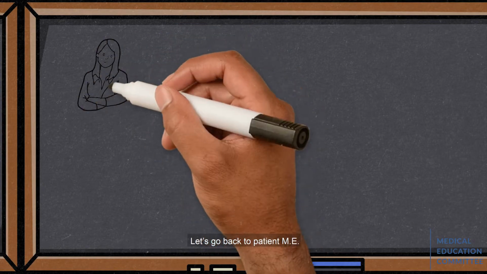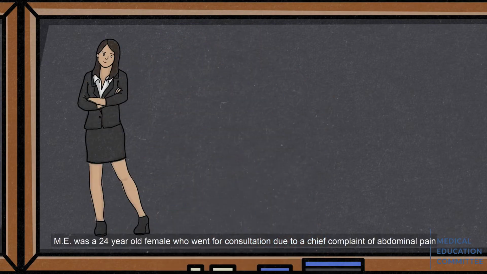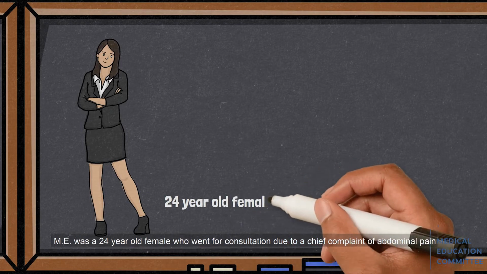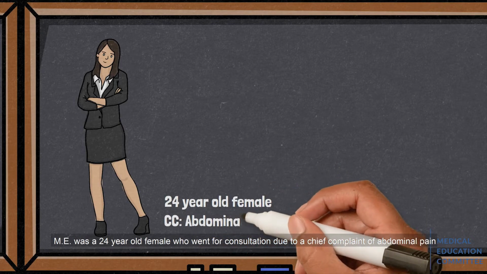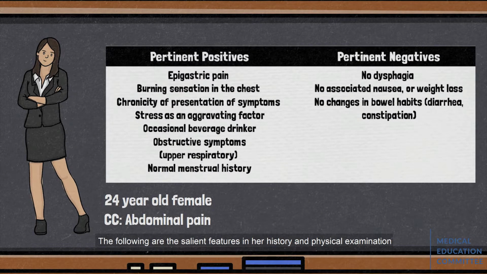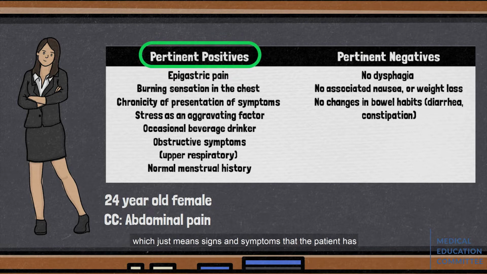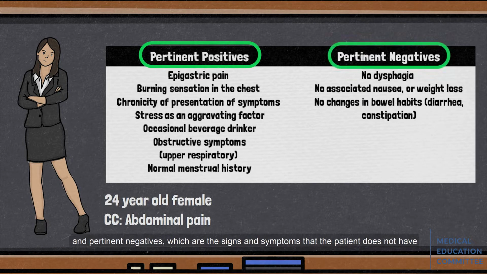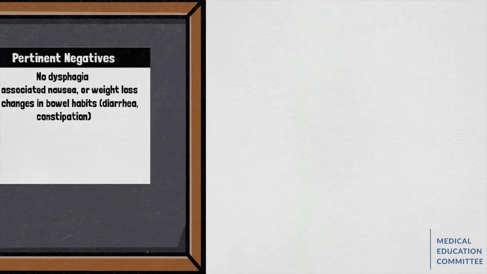Let's go back to the patient ME. ME was a 24-year-old female who went for consultation due to a chief complaint of abdominal pain. The following are the salient features in her history and physical examination. In this table, salient features are categorized into either pertinent positives, which just means signs and symptoms that the patient has, and pertinent negatives, which are the signs and symptoms that the patient does not have.